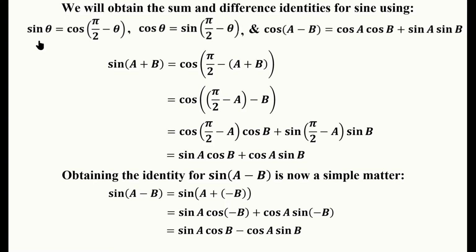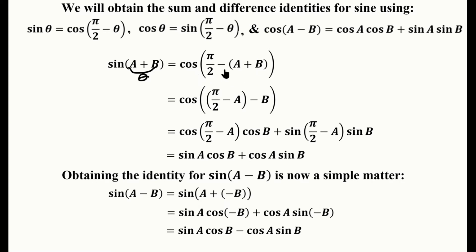So using this co-function identity right here, we know that if you have the sine of an angle, that's the cosine of pi over 2 minus that angle. So now if you consider this a plus b here playing the role of theta in this identity, we end up with sine of a plus b equals cosine of pi over 2 minus whatever the angle is, which in this case is a plus b. So we get cosine of pi over 2 minus quantity a plus b.